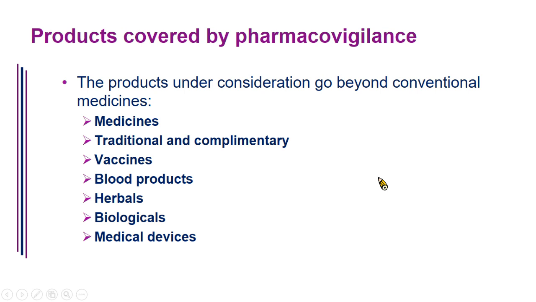So what kind of products can be covered by pharmacovigilance? Is it only, as it says here, the pharmaceutical things, only medicine?